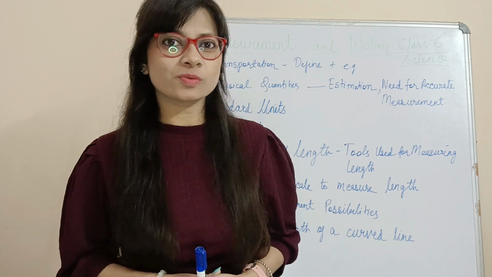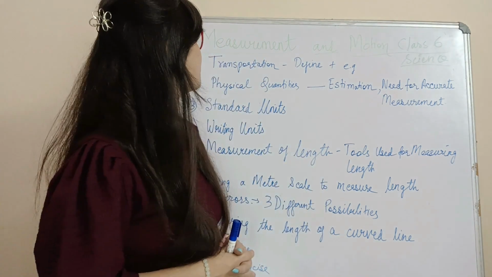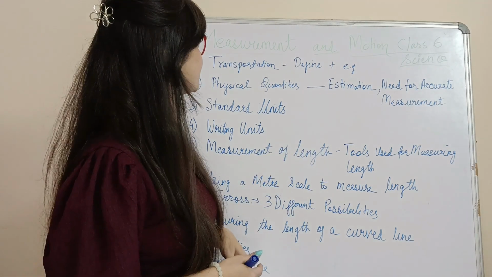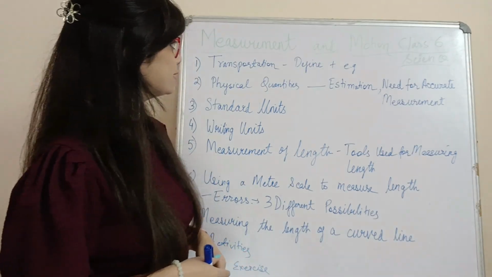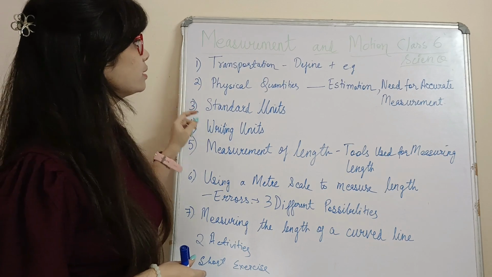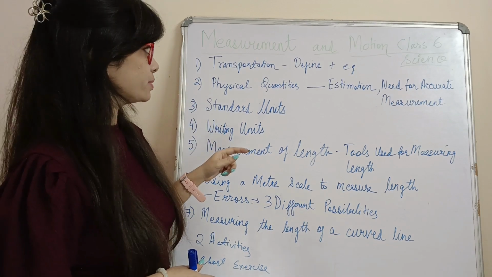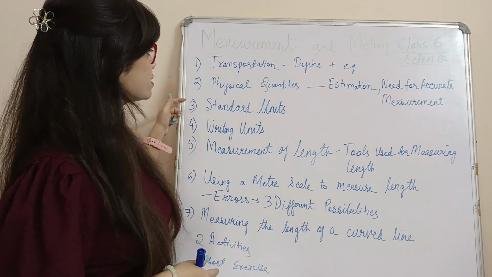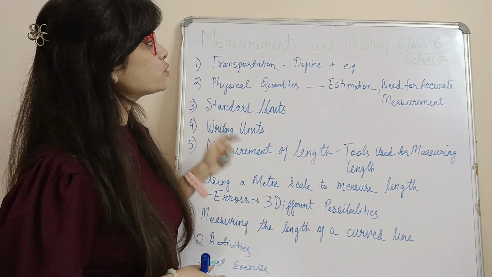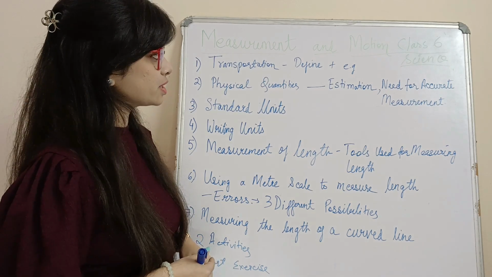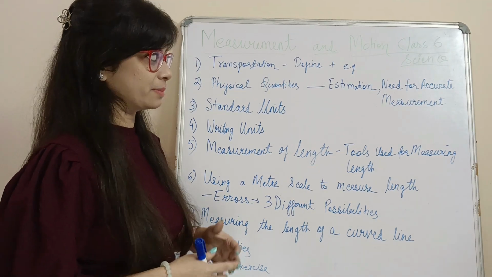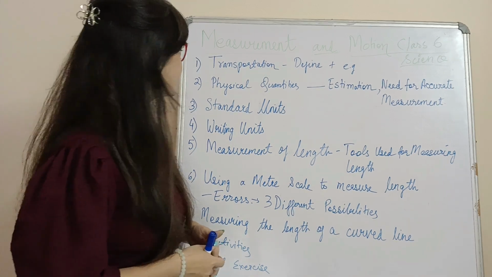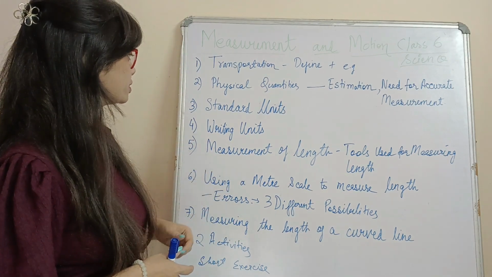In today's class, we are going to cover the chapter Measurement and Motion of Class 6 Science, under which we will study the topics transportation, its definition and examples about transportation. Next, we will study physical quantities, under which we will cover the topic estimation, that is like approximate measurement, need for accurate measurement. Next, we will cover the topic standard units.